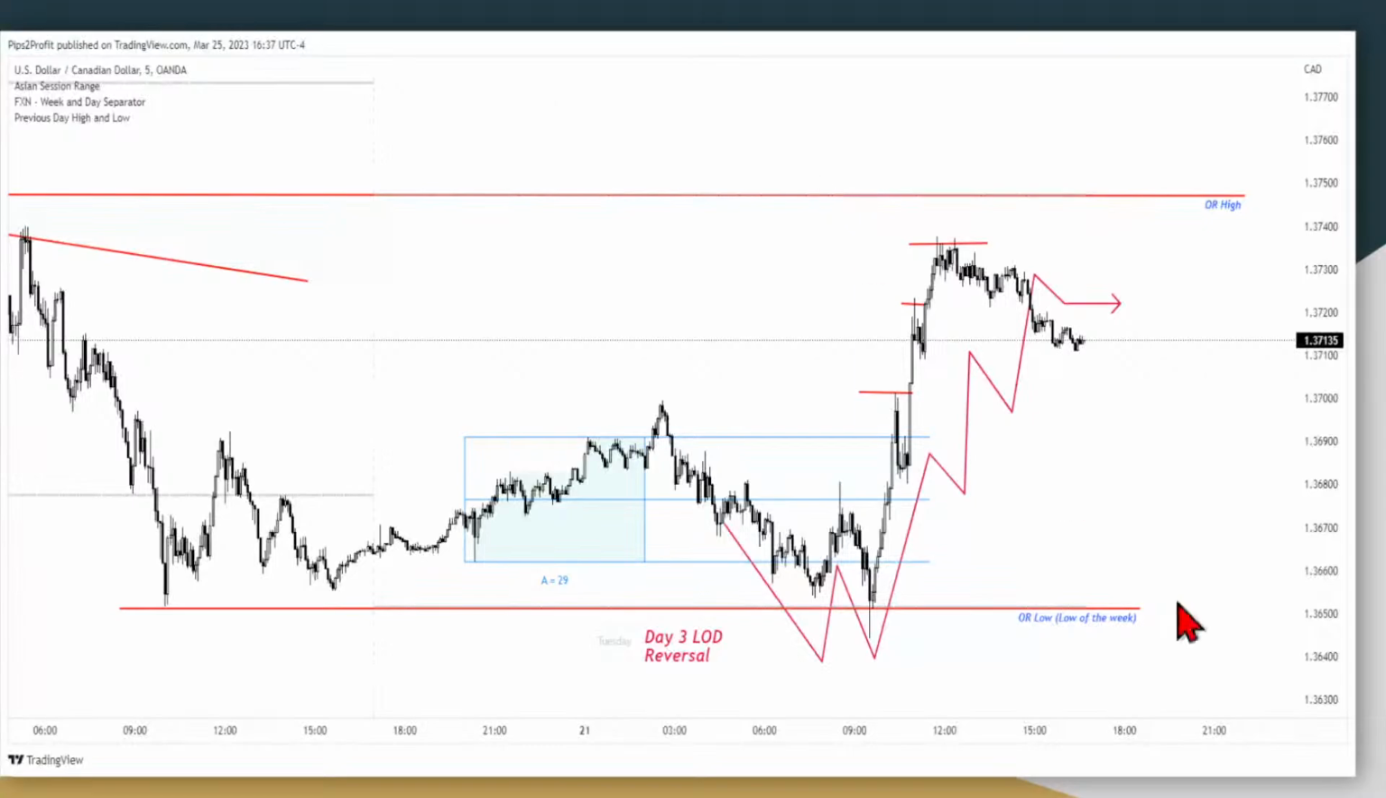US dollar, Canadian dollar on the 5-minute chart. So we had our day 2 and then day 3 over here, okay? Day 3 can either explode, trend trade, or it can be a reversal, and that will turn the day 3 into a day 1 with a false break at the low of the week. Opening range low for the week.